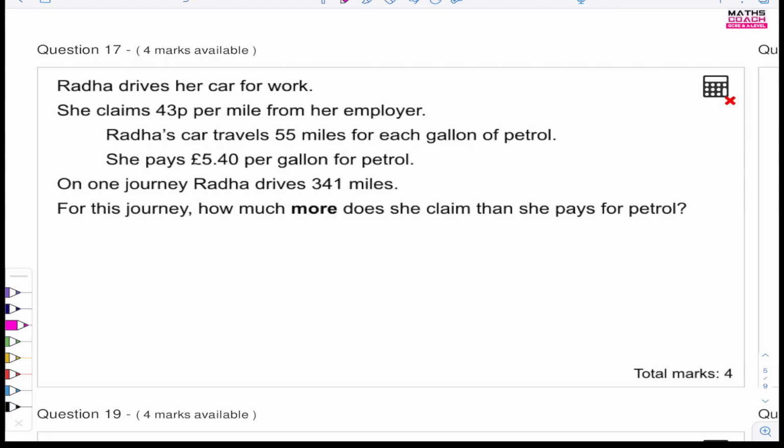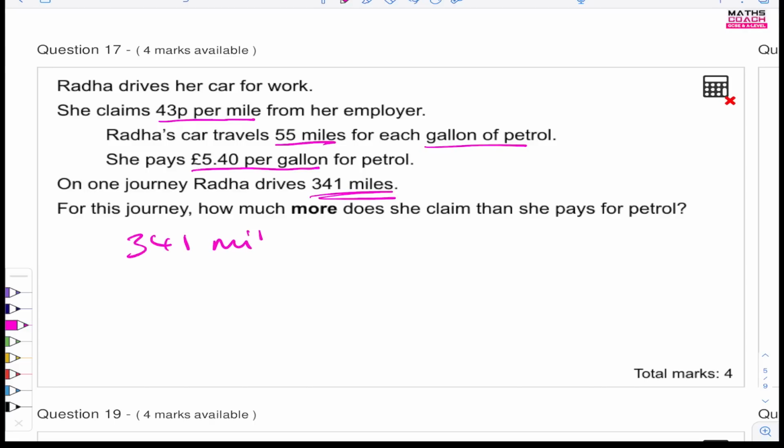So, where do we begin with this question? Well, let's highlight some key points. We are told that she claims 43p per mile. Her car travels 55 miles for each gallon, so it's 55 miles per gallon. She pays £5.40 per gallon for the fuel. On one journey, she drives 341 miles. So let's start with that.